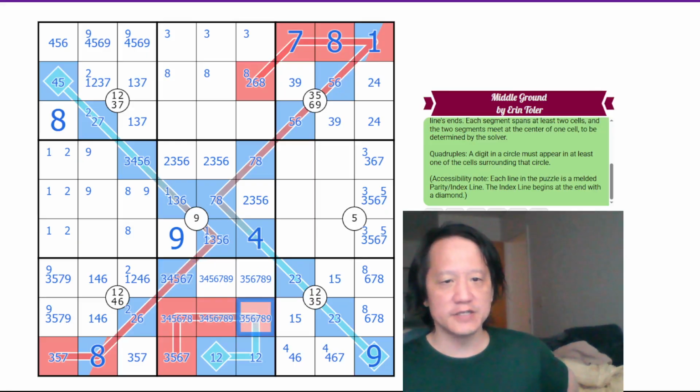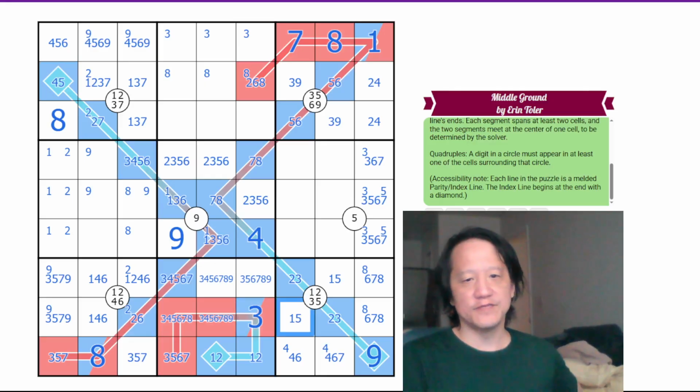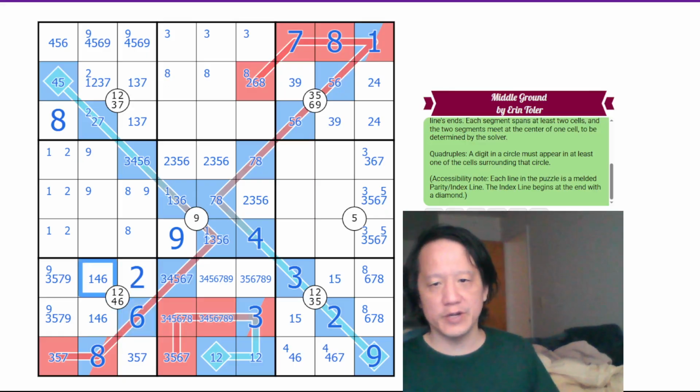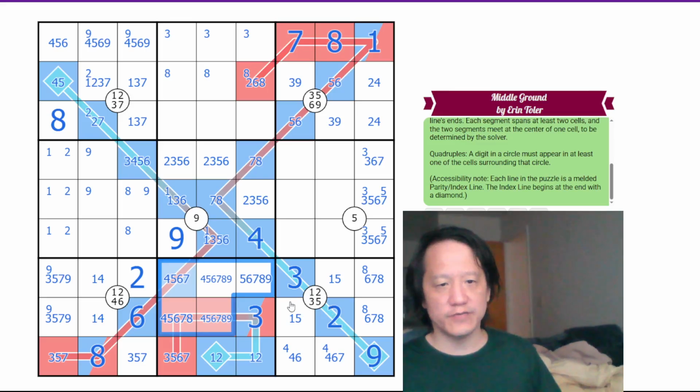So if this is index, it has to be 3. So let's make that index. If that's index, this is 3, which makes that 2 and 3. 2 can't be here, so that's 6. That leaves this at 2, so this is a 1-4 pair left. 3 eliminates 3 in the rest of the box, obviously. This is 3, so this must be even there. Which makes this odd. Which makes that even. So this is 6 here.